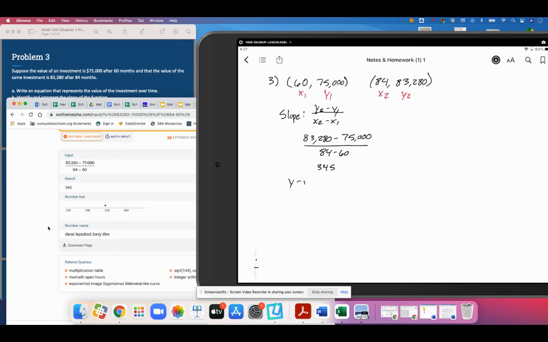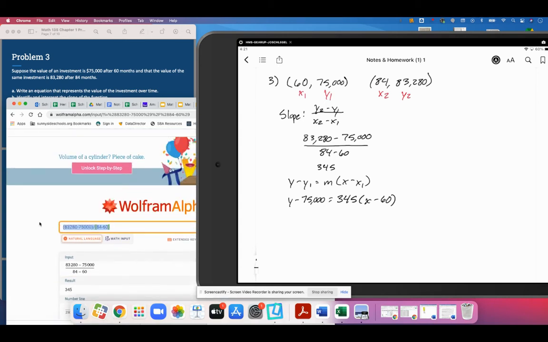Putting all that into point slope form, everyone, we get y minus y1 equals m times x minus x1. Our y1 is 75,000. Our slope is 345. And our x1 is 60. Again, not a fan of that, so we're going to put it in here to get an alternate form to use instead. So 345 times x minus 60.